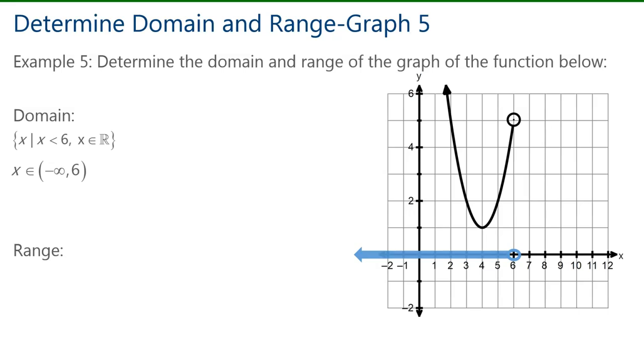Let's look at the shadow of the graph in the y-axis. The low point on the graph happens at 1, and the arrow points to infinity. So the range can be written as y such that y is greater than or equal to 1, where y is a real number, because the 1 is included. This can be written as y is an element of the half open interval from 1 to infinity. Notice the square bracket around the 1, and we always put a round bracket around infinity.